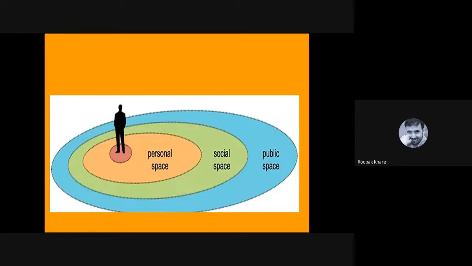So there are different distances that people maintain. This diagram explains that very well. There is a personal zone, this over here in peach color, the social zone, the one in green, and there's a public zone, right? Intimate zone is this pink.